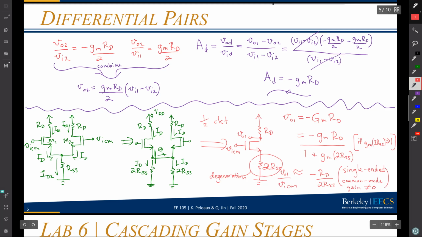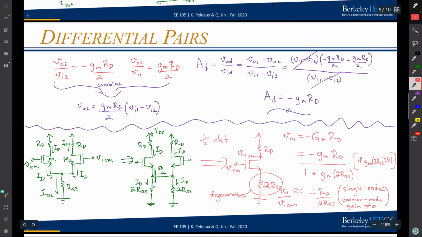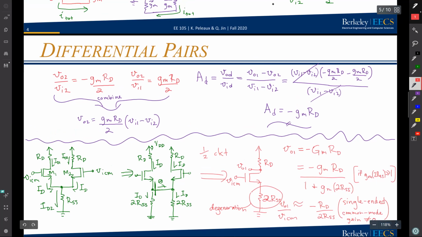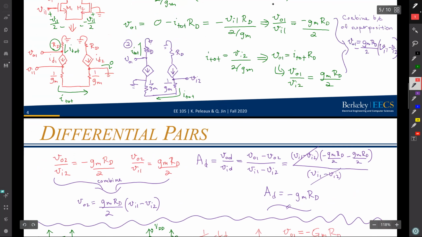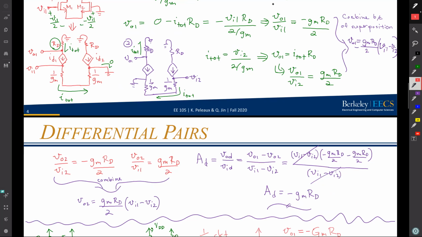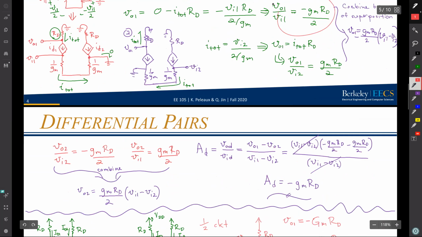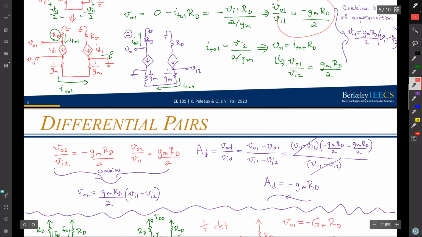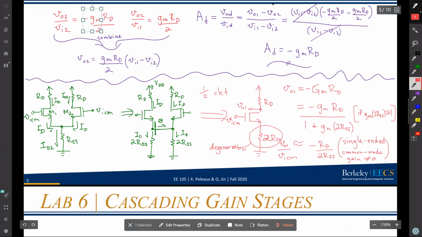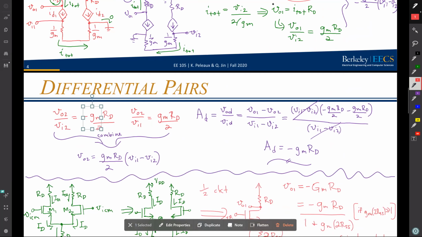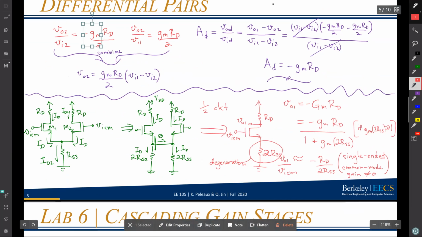And so I could similarly take my single-ended, here I have my single-ended differential gain. And what I would find is that the single-ended common mode rejection ratio is not infinite, but it's actually much smaller. So when I do not use this amplifier differentially, then I'm not going to get a good common mode rejection ratio. So I'll just write that down here.